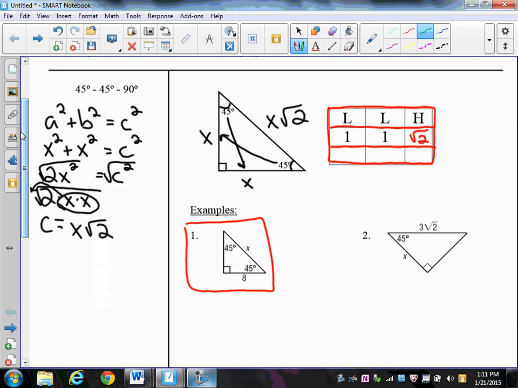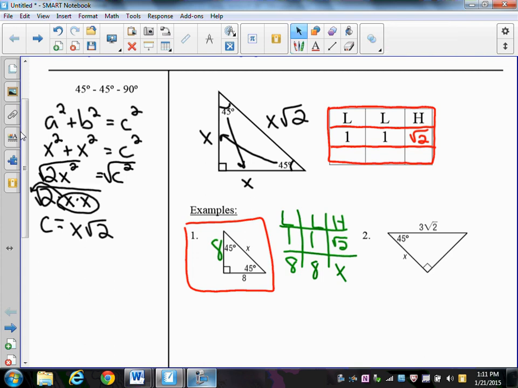So what you see a lot is that people will make this chart. If I would make this chart here, I would have L, L, H: 1, 1, square root of 2. And I know both legs need to be 8. And then I would just cross multiply with x here. So that's one way to do it. I actually prefer to just have you write out the similar triangle each time.